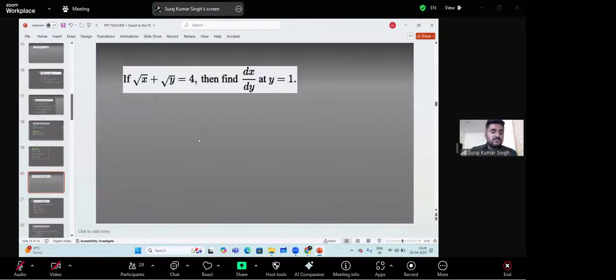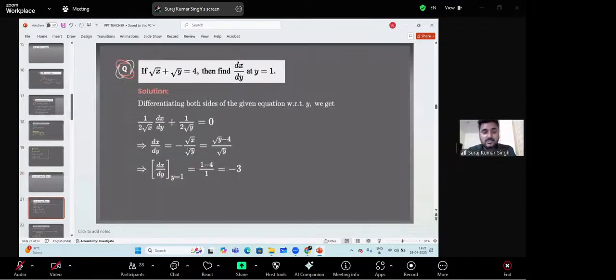So here we can see one question: root x plus root y equals 4. So we can give the direct answer: root x gives 1 by 2 root x, and root y gives 1 by 2 root y into dy by dx, and the derivative of 4 will be 0. So dy by dx will come, and we can do it by using dx by dy also. With respect to y also we can do the differentiation.